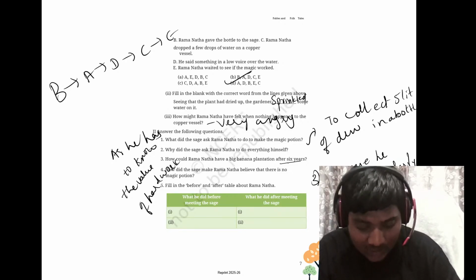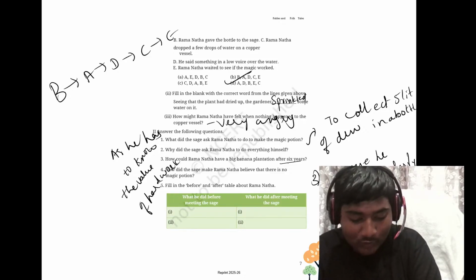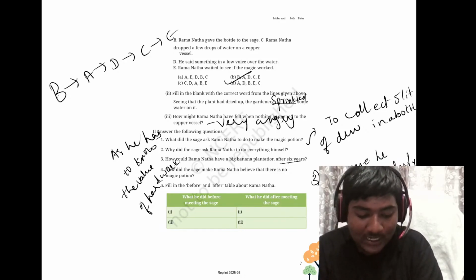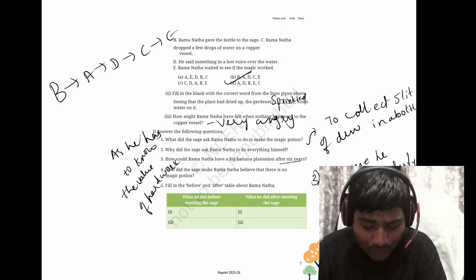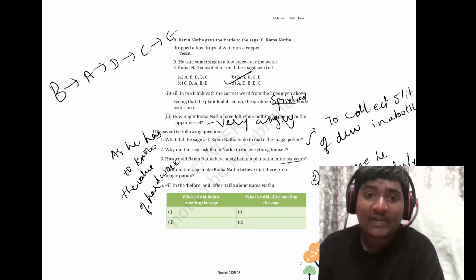Tell me. The sage made Ramanatha believe that there was no magic potion, instructing him to collect dew over 6 years, which indirectly led Ramanatha to build a successful banana plantation where he did not turn copper vessel into gold. The sage revealed that the real magic was wealth they created through the hard work, not an actual potion. This lesson helped Ramanatha understand there is no shortcut or magical way to wealth, only dedication and effort.